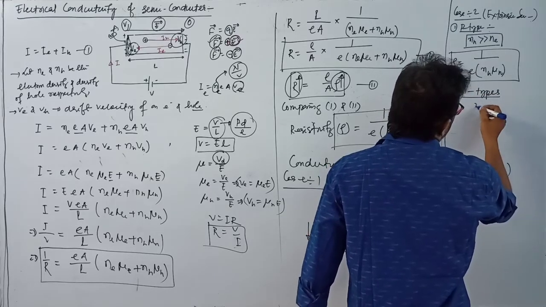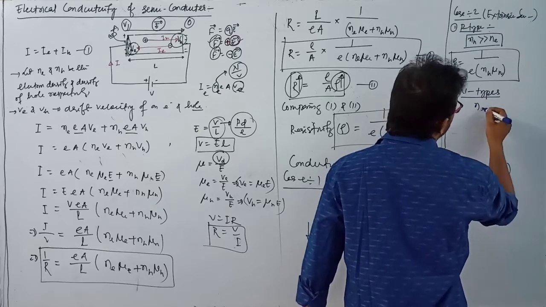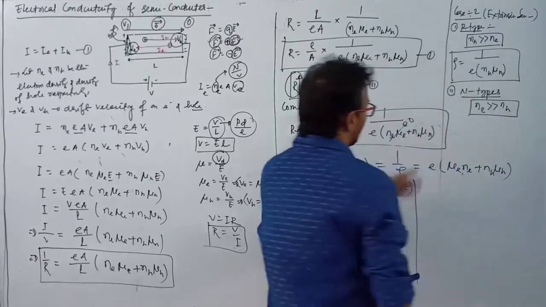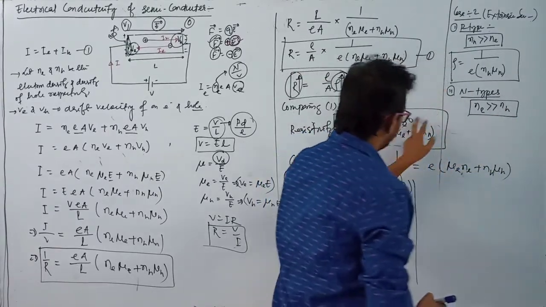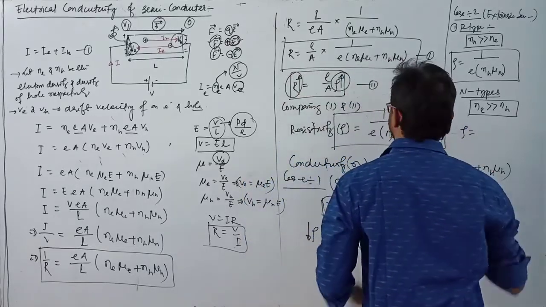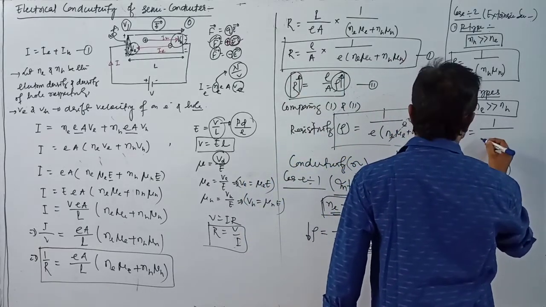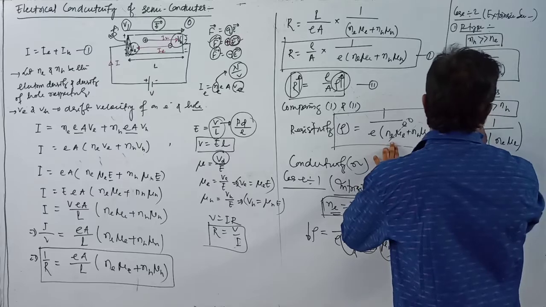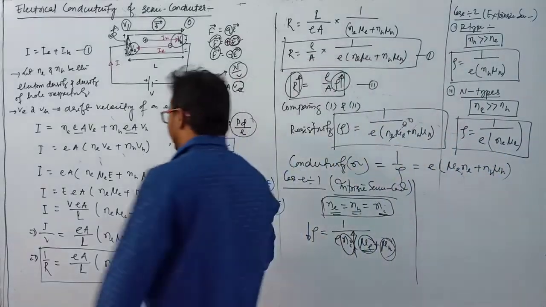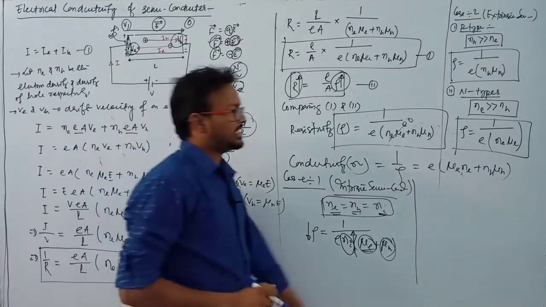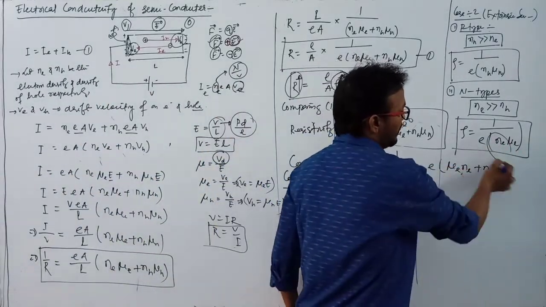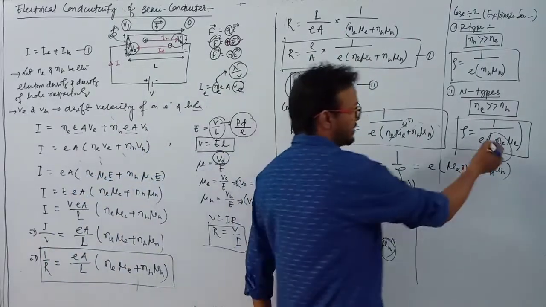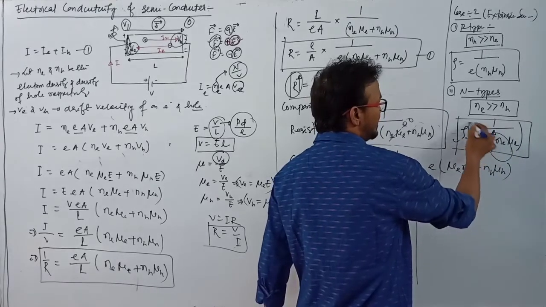Similarly, in an n-type semiconductor, the electron density is large as compared to the number of holes. So in this case, we can neglect the hole term, and the remaining part gives the resistivity of the semiconductor as 1 by e into Ne mu_e. Clear? So the conductivity of a semiconductor can be increased by increasing the concentration of electrons, meaning the number of electrons per unit volume. If we increase this term, then resistivity decreases.